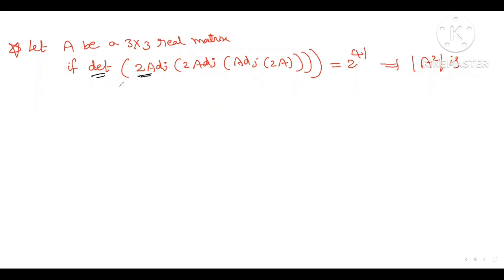Okay, now explain the next statement. In the statement, A is a 3 by 3 real matrix. If det of 2 times adjoint of 2 times adjoint of adjoint of 2A is equal to 2 to the power 41, then find out det of A square. From the statement, what is given here? Det of 2 adjoint of 2 adjoint of adjoint of 2A. Now find out 2 adjoint of 2A.